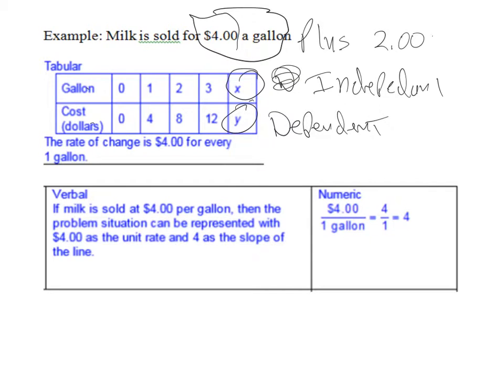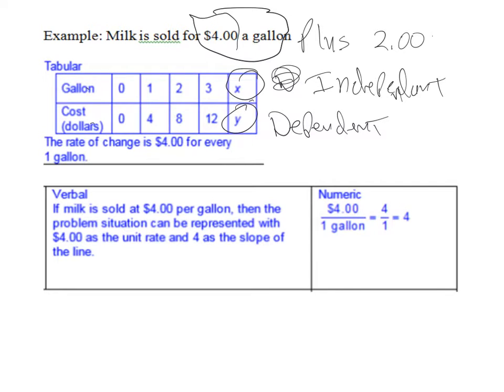We have to make sure that we understand that X is independent, and Y is the dependent. So in this case, gallons is independent, and of course, how much it costs depends on how many gallons you buy. So we can set this table up. We can do so without the author giving us any kind of number. We know that if we buy no gallons, we pay no money. If we buy 1 gallon, we pay $4. 2 gallons is $8. 3 gallons is $12.